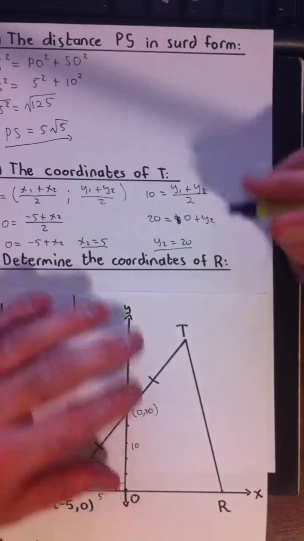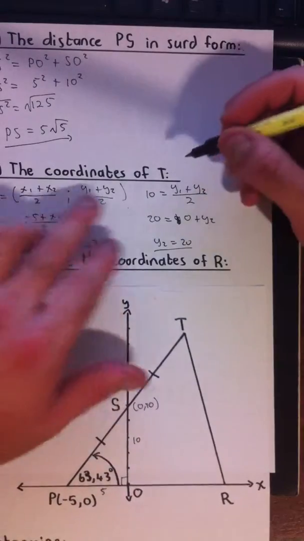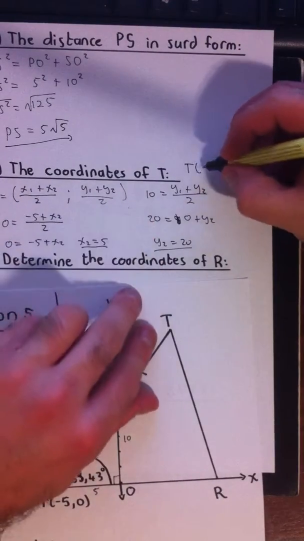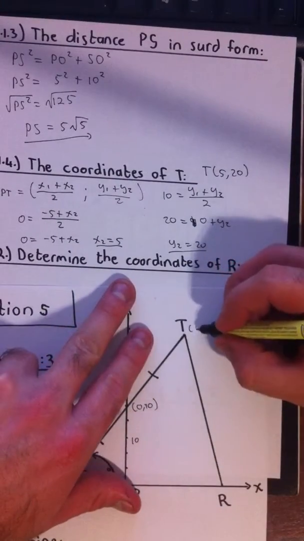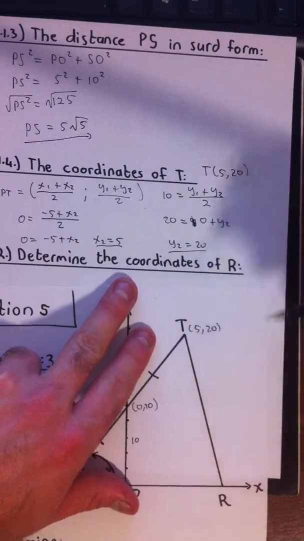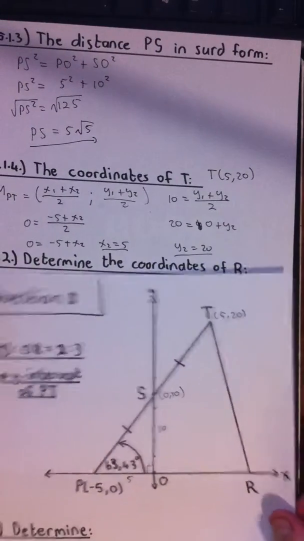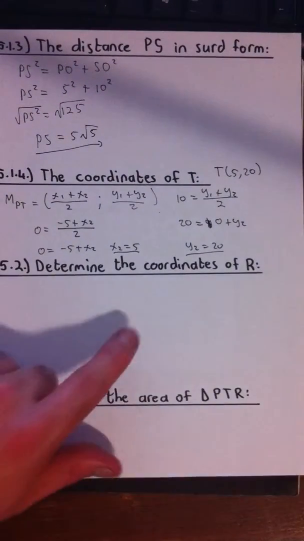And now we just make sure we write it in the right form. They want the coordinates of T, so we'll just say T is (5, 20). Let's just fill it in there as well for future reference. 5 and 20. Okay, 5.2, determine the coordinates of R.